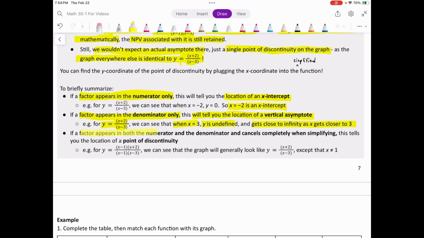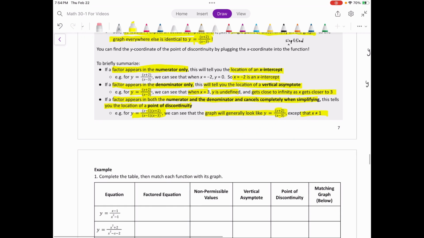And if a factor appears in both the numerator and the denominator, and then it cancels out completely when simplifying, it just tells us the location of a point of discontinuity. Because again, x really can't equal 1 here. But if we simplify this equation, it's going to look a lot like this everywhere else. There's just going to be that hole at x equals 1 that's left over, so to speak, from when we hadn't simplified yet. Okay, so for this one, we can see that the graph will generally look like x plus 2 over x minus 3, except that x can't equal 1, right? It's going to look exactly like this, except it's going to have the special rule that x will never equal 1, okay?